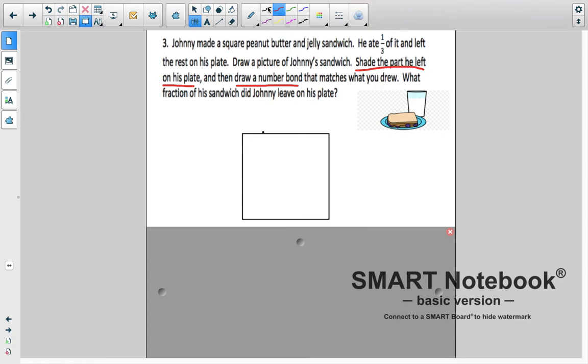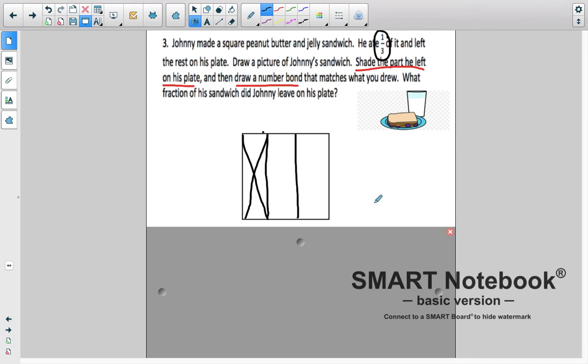So we have a couple of different parts on this. So I drew his square peanut butter sandwich, and it says that he ate 1/3. Now if we look at this fraction, 1/3, the bottom number tells us how many pieces of a sandwich there are in total. Remember, the bottom number shows the total of equal pieces there are. So I'm going to split his sandwich into 3 pieces. And it says he ate 1/3 of it, so I'm going to put an X in it because that shows that he ate 1/3.